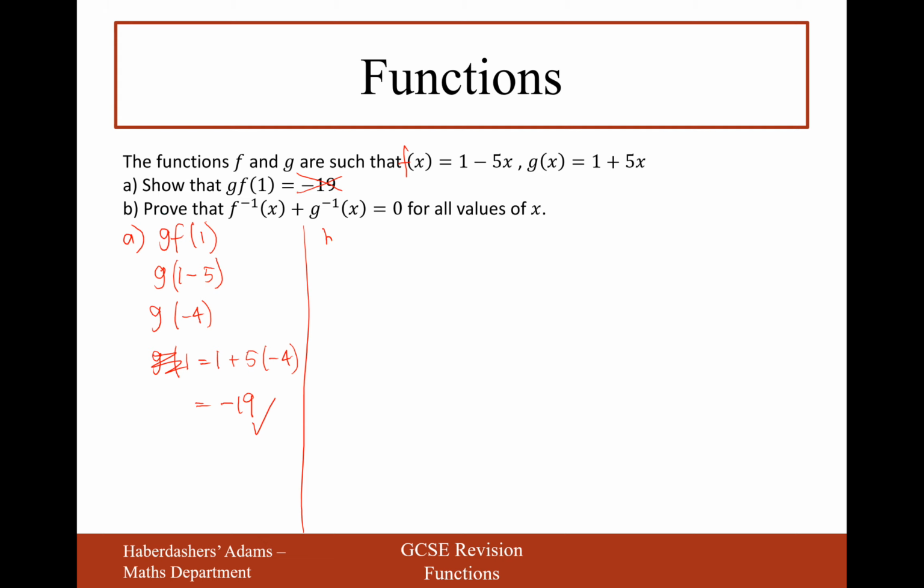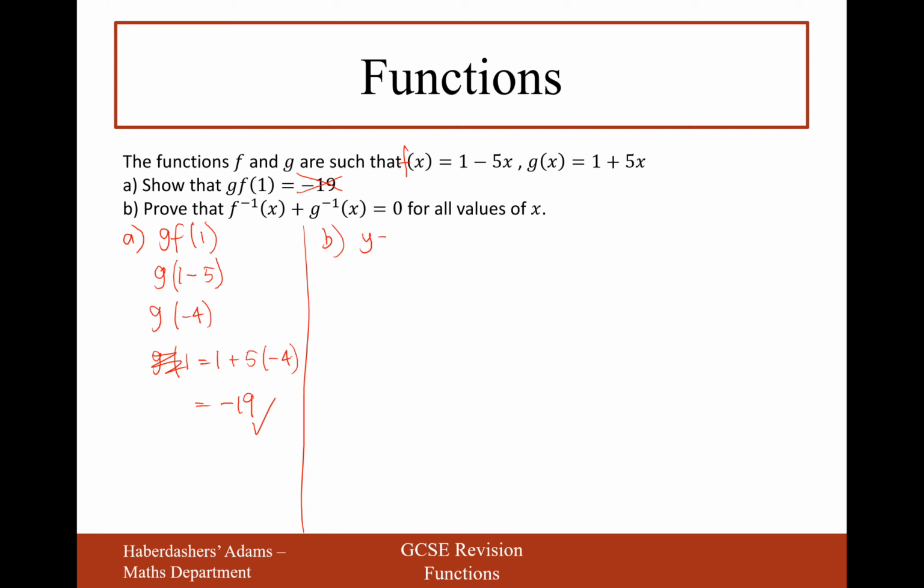Moving on to part B now. Prove that f inverse x plus g inverse x equals 0 for all values of x. Now what we could do is substitute numbers in and show that it will always come out to be 0, but if I was to take all the time to show that it works for all values of x, I'd be there for an infinite amount of time, so that's not the way to do it. The way to do it is to actually work out what the inverse function for f is, what the inverse function for g is, add the two together, hopefully it will give us 0.